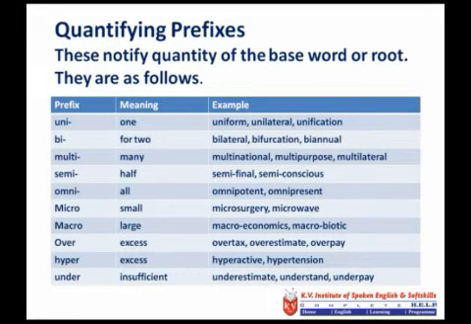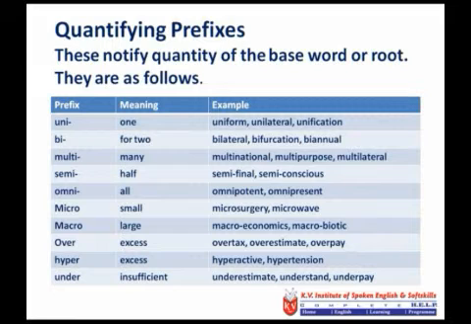Bilateral, bifurcation, and biannual. Multi means many. Words such as multinational, multipurpose, multilateral can be formed. Semi means half: semi-final, semi-conscious. Omni means all: omnipotent, omnipresent.